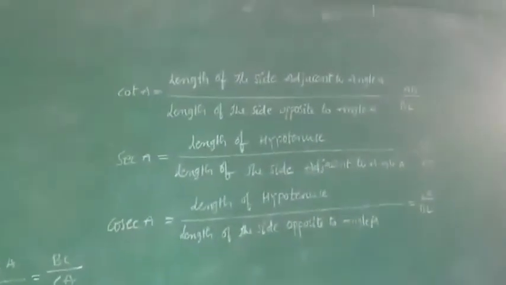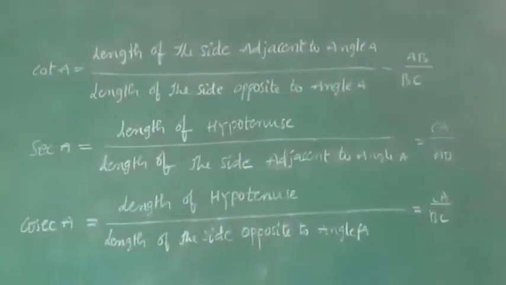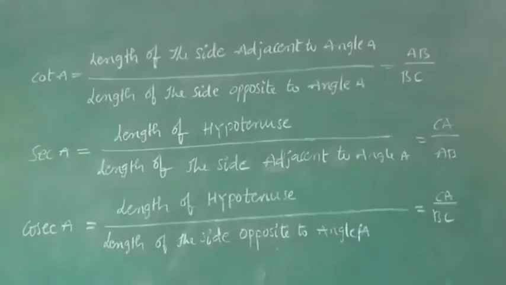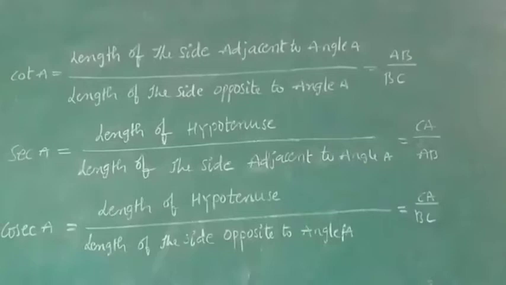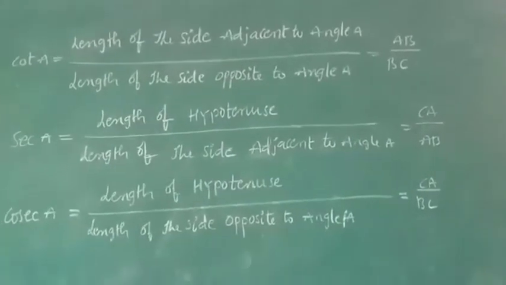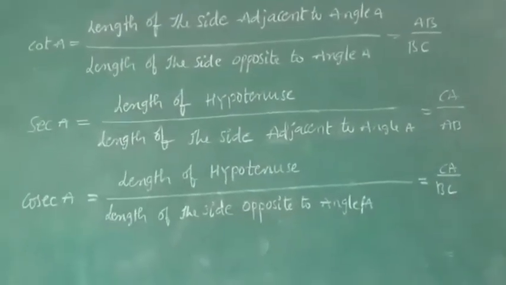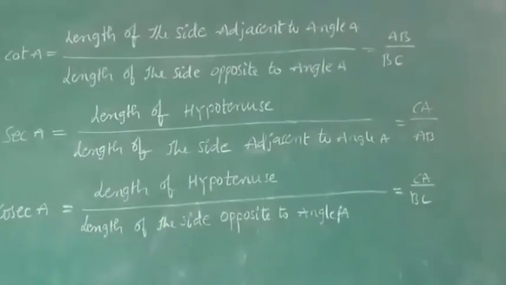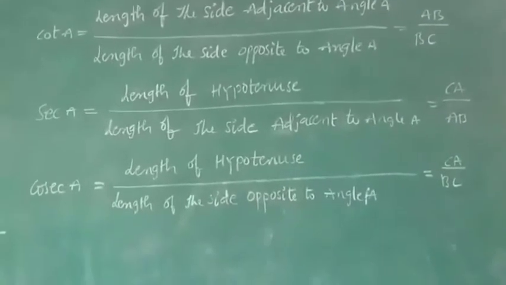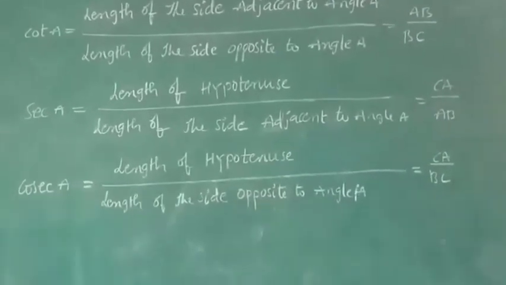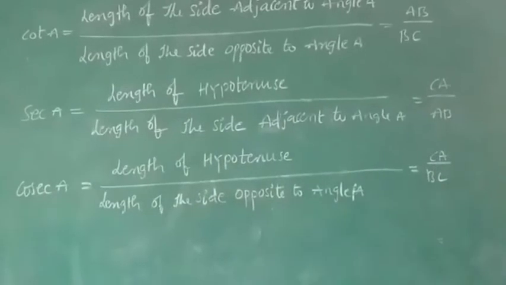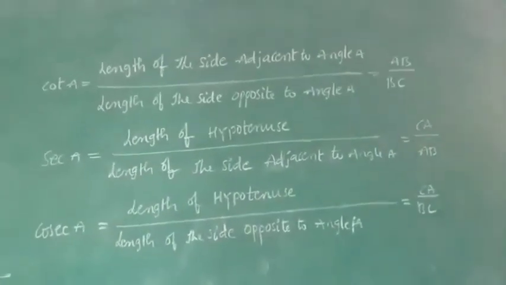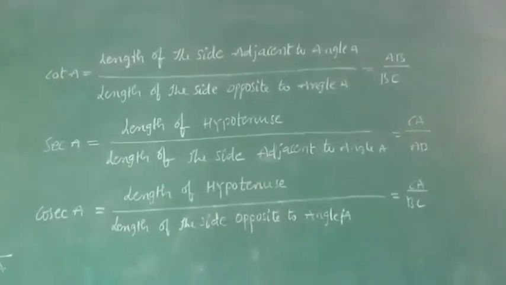Then these are all reciprocals. Cot is the reciprocal of tan, so length of side adjacent to angle A by length of the side opposite to angle A. Sec is the reciprocal of cosine: the length of hypotenuse by the length of side adjacent to angle A. Cosecant is the reciprocal of sine: length of hypotenuse by length of side opposite to angle A. This is defining the trigonometric ratios.